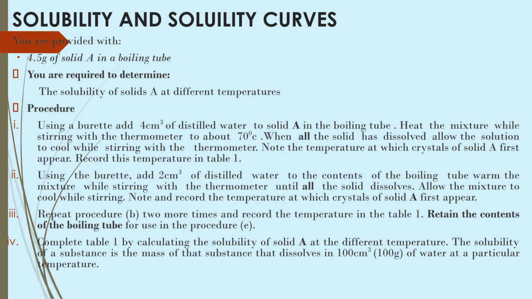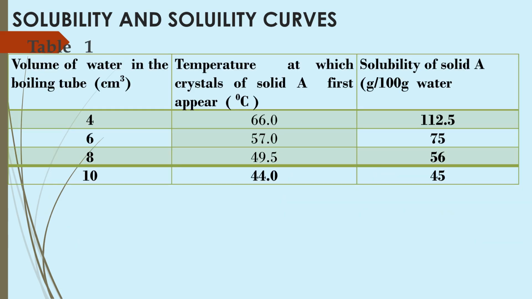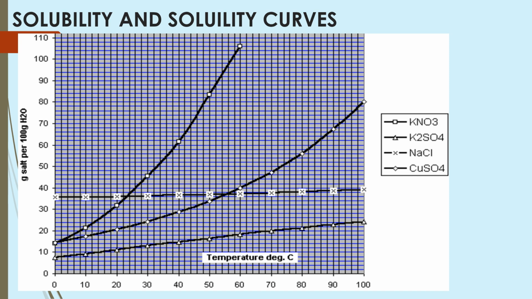To determine solubility and solubility curves, you're given a solid A and required to find its solubility at different temperatures following the procedure of heating and cooling the solution while observing crystallization. Table 1 displays the volume of water, temperature at which crystals appear, and the calculated solubility of solid A in grams per 100 grams of water.